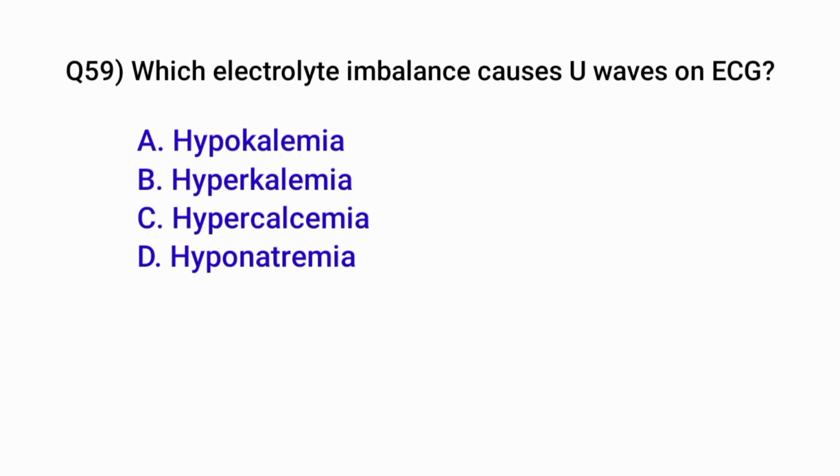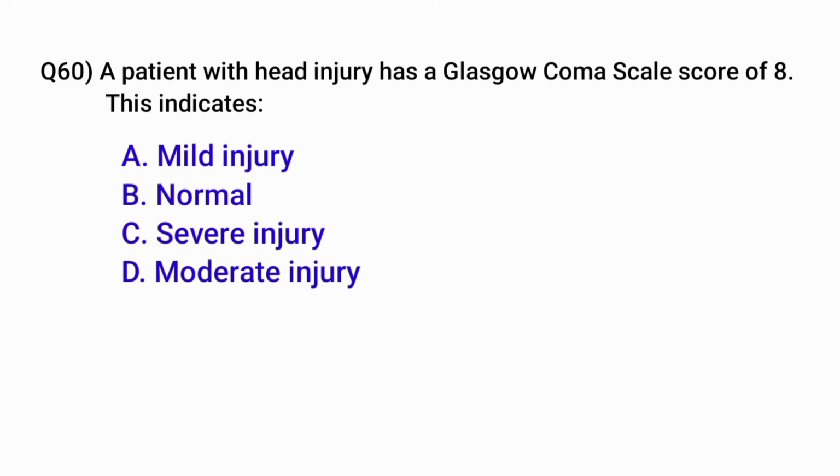Question number 59. Which electrolyte imbalance causes U wave on ECG? Correct option is A, hypokalemia. Question number 60. A patient with head injury has a Glasgow Coma Scale score of 8. This indicates? Correct option is C, severe injury.